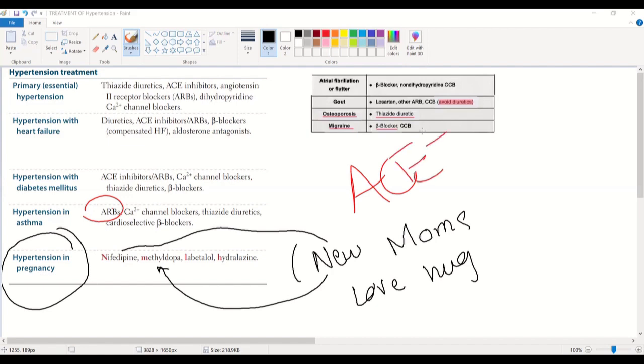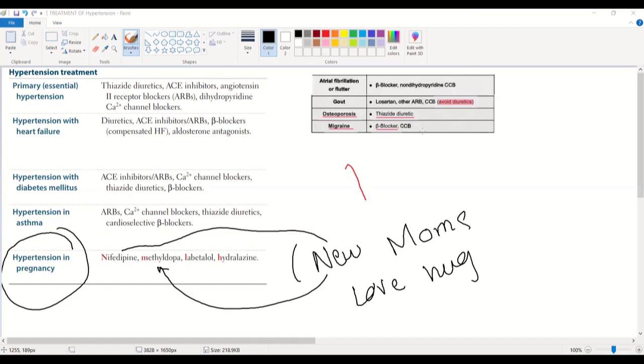ACE inhibitors are avoided in asthma because ACE leads to dry cough, right? Yeah. Okay. So why do we avoid non-selective beta blockers in asthma? Because they block beta 2. Bronchoconstriction. Okay.